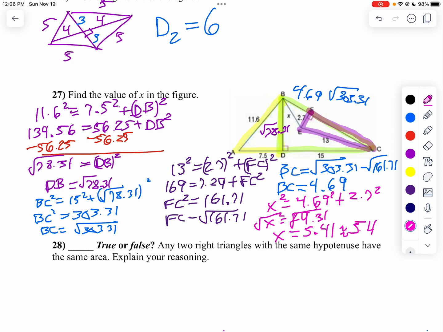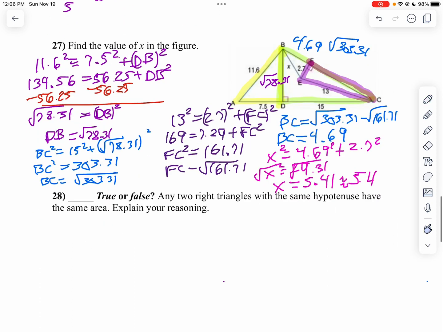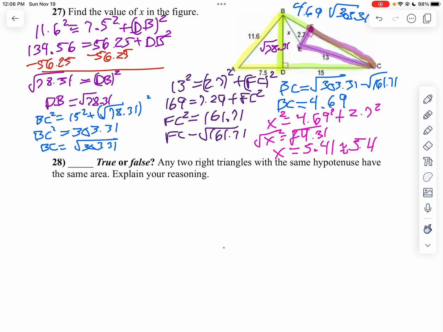Okay, question 28. Any two right triangles with the same hypotenuse are going to have the same area. Well, that's false, because I could have two triangles that have like a hypotenuse of 14. They could have different numbers to get 14. You know, obviously they'd be irrational. So that one, they could be true, but unless they have the same numbers, that's going to be false.